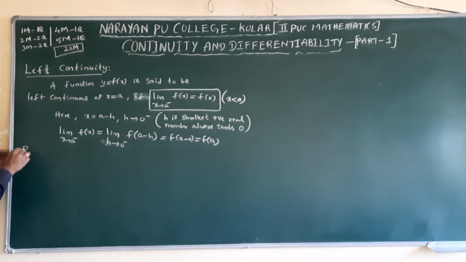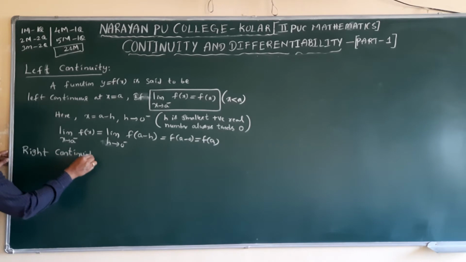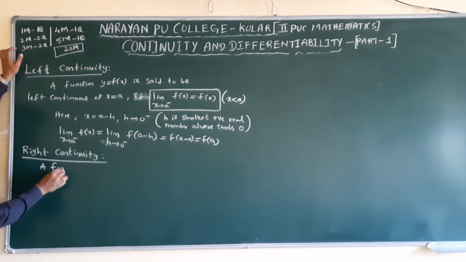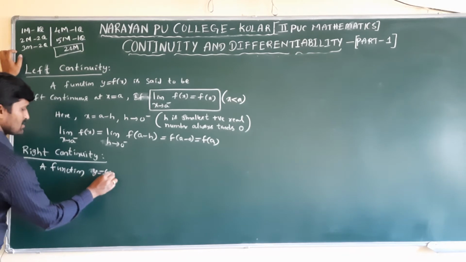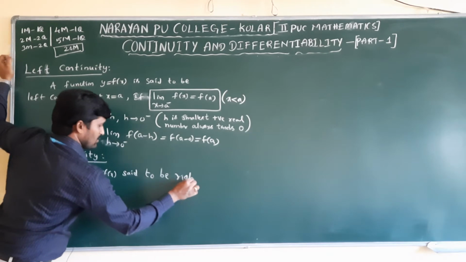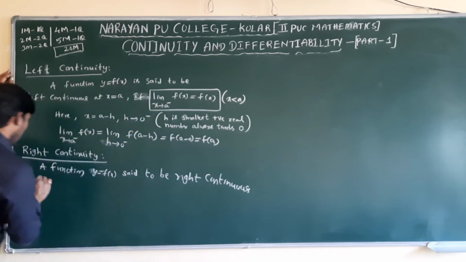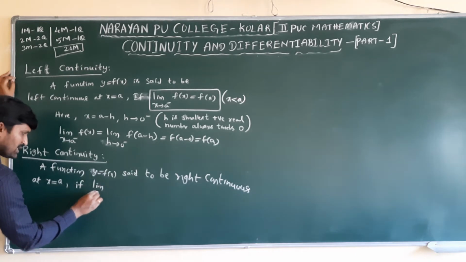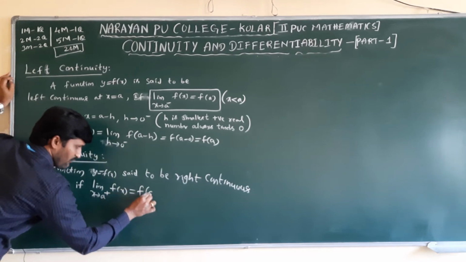Next, coming to right continuity. What is the meaning of right continuity? Same, a function y equal to f of x is said to be right continuous at x equal to a, if limit x tends to a plus f of x equal to f of a.